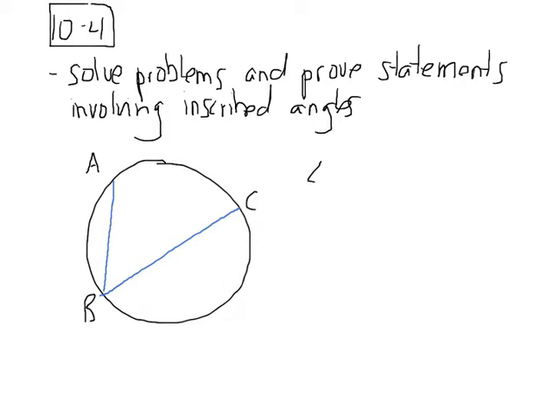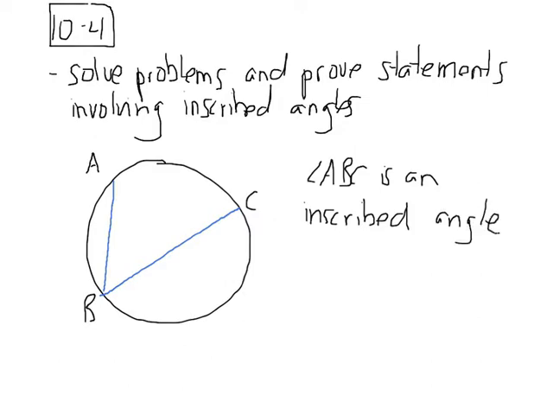Alright, so angle ABC is an inscribed angle because its vertex, point B, lies on the circle. Make sure you understand the difference between an inscribed angle and a central angle. Notice that the inscribed angle intercepts an arc. It intercepts a minor arc AC, and it also intercepts major arc ABC.